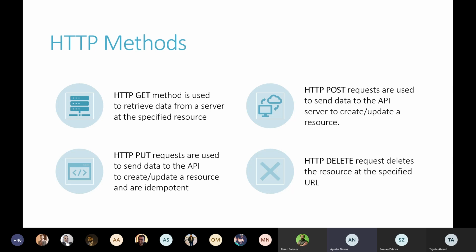In HTTP POST and HTTP PUT, we send some parameters as well that we want to update a resource. So please add this data to update it or this data to create it. So we're sending a body along with the request. And then we have HTTP DELETE, and from the name, it suggests that it is used to delete a resource at a specified URL.